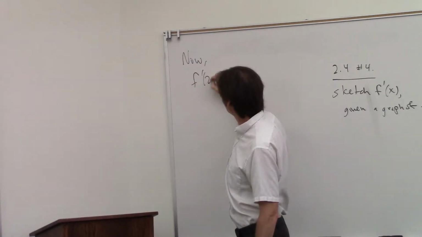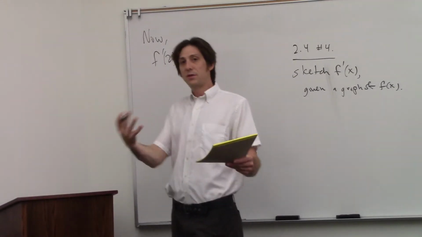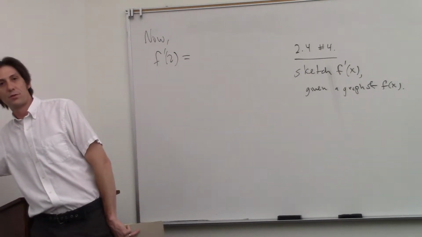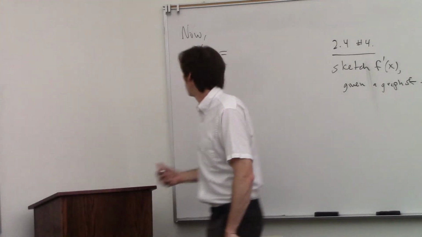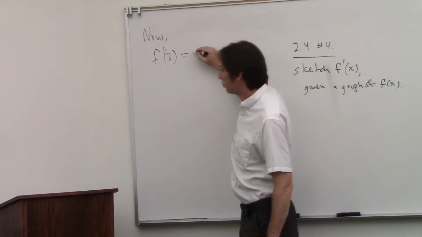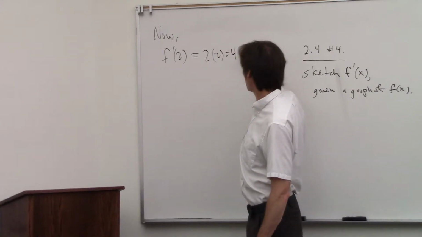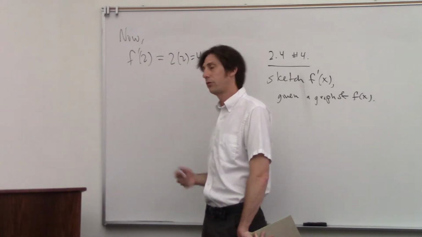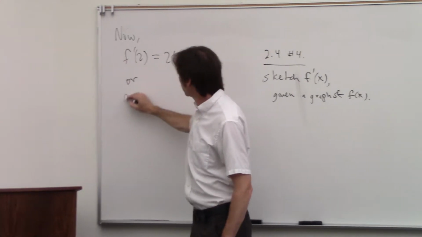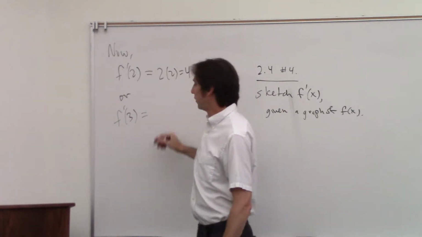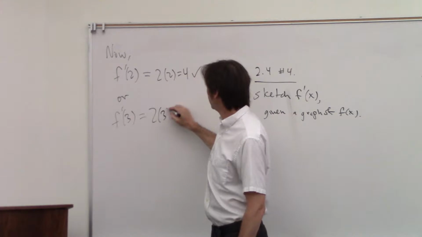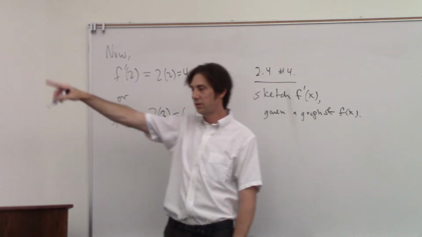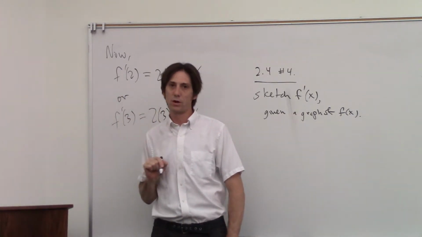So now, if I want to know f prime of 2, all that I have to do, if I have this formula for the derivative, is plug in x equals 2. And so that would be 2 times 2, and that would equal 4. That matches up with what we saw on Thursday. Or I could do f prime of 3. That would turn out to be 2 times 3, or 6, like I just did in a longer calculation on the other board.